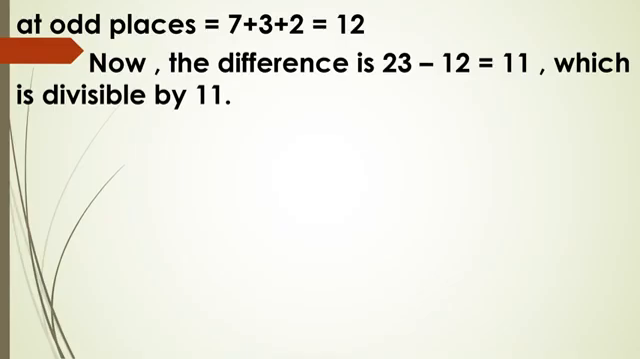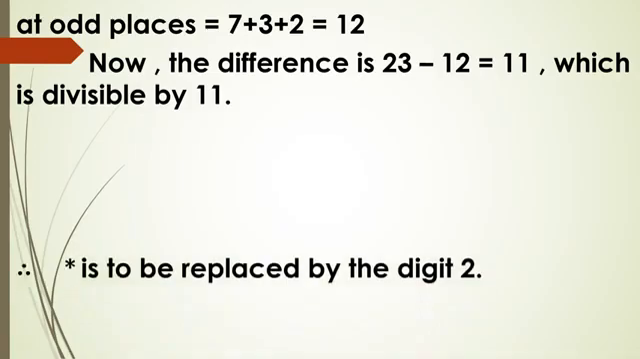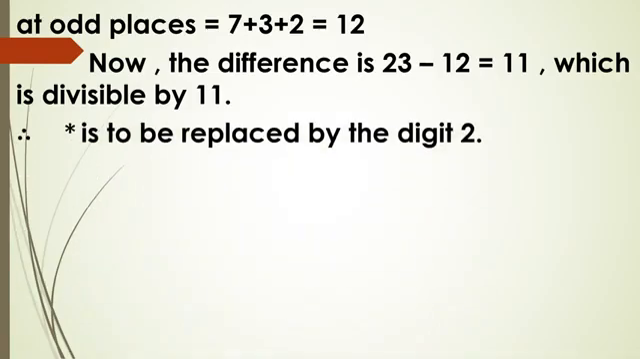So, replace star by 2, then the sum of the digits at odd places is 7 plus 3 plus 2, which is equal to 12. Now the difference is 23 minus 12 equal to 11, which is divisible by 11. So star is to be replaced by the digit 2. Understood? Now you have to do the exercise.